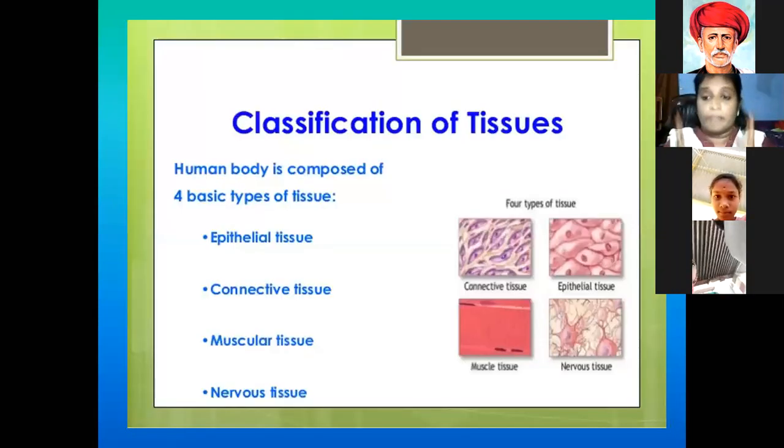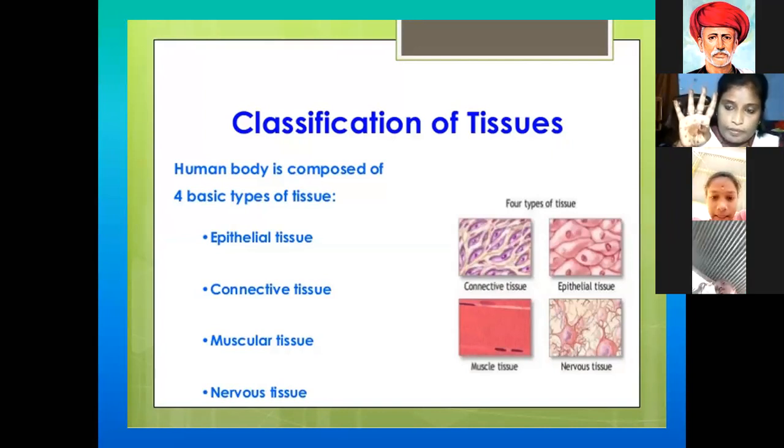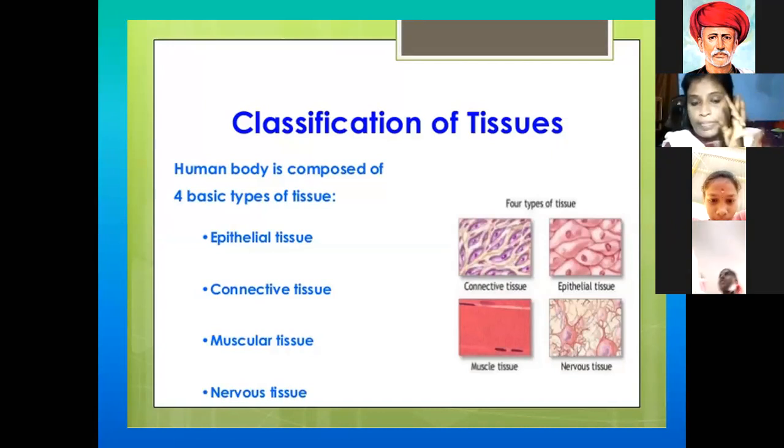Okay. What is the classification of animal tissues? How many kinds of animal tissues are there? We know the human body is composed of 4 basic tissues. The human body is one kind of animal, so animal tissue also has 4 types: epithelial tissue, connective tissue, muscular tissue, and nervous tissue.